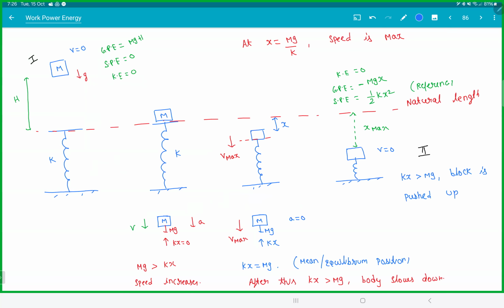Please have a look at this page. This is how you analyze a problem. You should know at each step what is happening with the block. Anyone not convinced with this diagram, please ask.